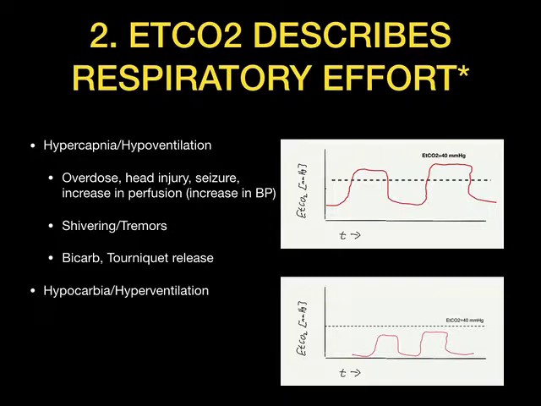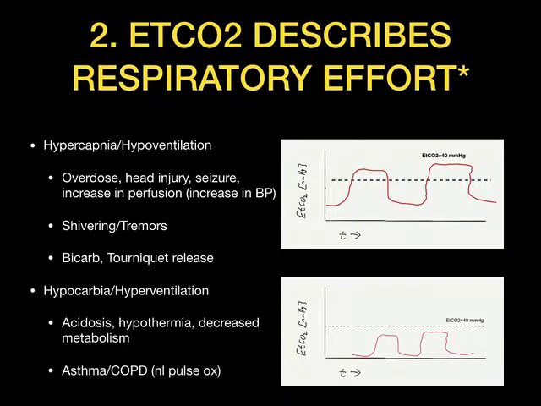On the other side, you may see hypocarbia or hyperventilation, where we are much lower than our max of normal, 40 millimeters of mercury. And that can be from acidosis, hypothermia, decreased metabolism, or asthma, COPD. And this would be helpful, especially in the patient with a normal pulse ox, to see the severity of their disease.